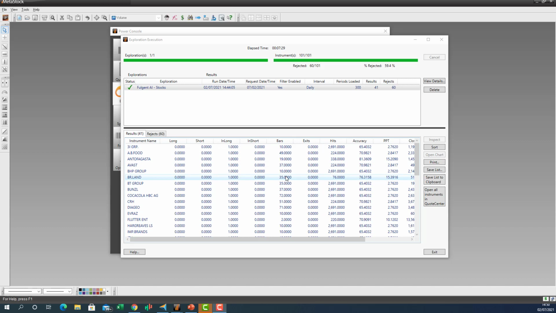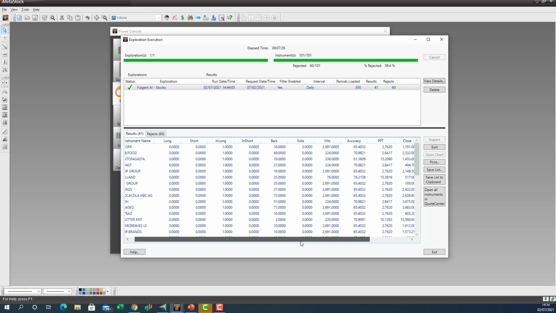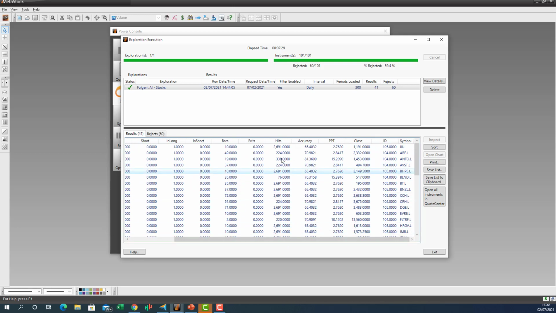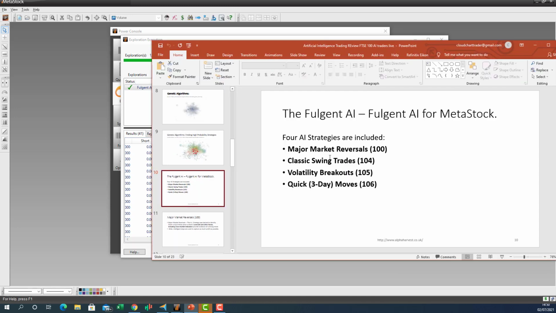We'll sort them now from most recent to older, and that'll give us an idea as to which are the most recent trades. Hits is the number of times a particular trading rule fired in the testing period. That's quite a lot, 2,691 times. That is very interesting. And that would be number 105, which is volatility breakout. You can see the ID there is 105. We know that's the volatility breakout from the slide presentation.